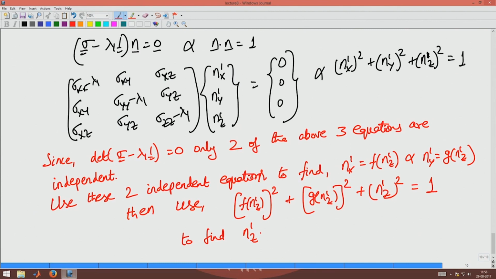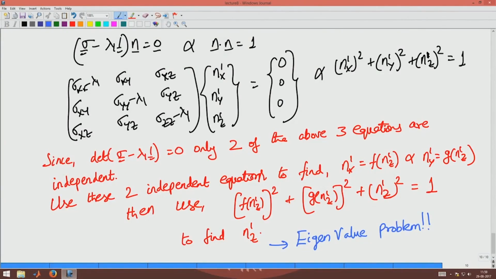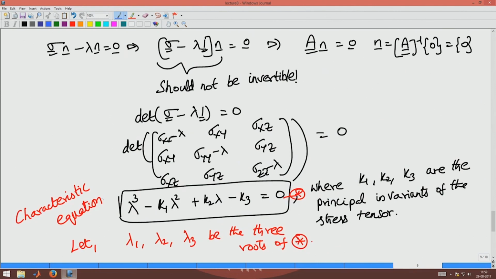So, this in brief is called the eigenvalue problem. You can look up web resources which explain this eigenvalue problem in more detail, to gain a better understanding of how to find the principal values, which are lambda 1, lambda 2, lambda 3, and how you find the principal directions, which are nx1, ny1, nz1, nx2, ny2, nz2, nx3, ny3 and nz3.